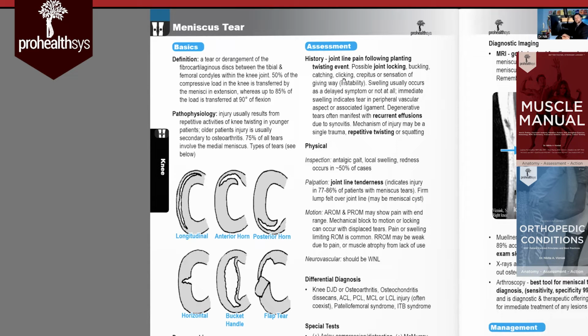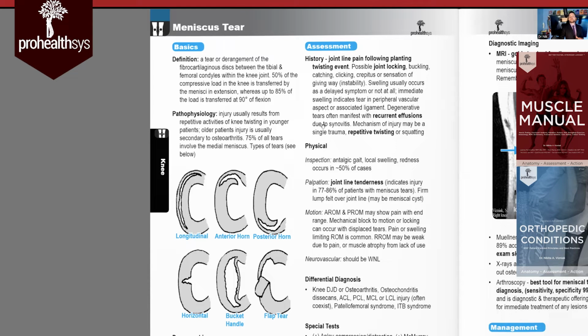And they're going to follow that joint line to show you the tenderness. Okay. Swelling is usually delayed. It will come on later if there is more damage inside. Degenerative tears often manifest with recurrent effusion. So what happens is it'll go away for a while, then it'll come back, just due to inflammation of the synovial membranes around the joint capsule itself.